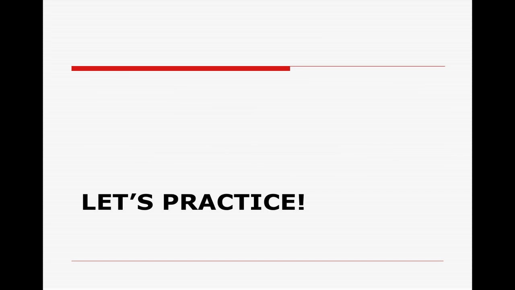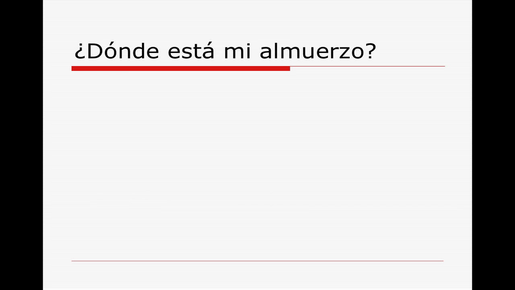Now let's practice. In the question, ¿Dónde está mi almuerzo? We can see that we first have the question word, ¿dónde?, which means where. Está, the verb, which is conjugated, as you can see with the accent mark. And the subject, ¿Dónde está mi almuerzo? And in English that means, where's my lunch?